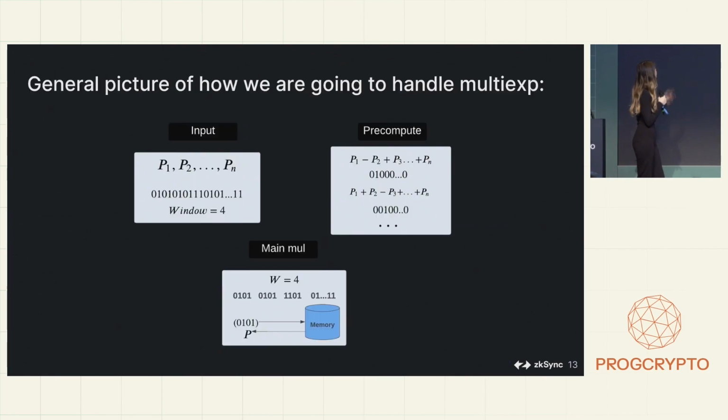So this is an example. We have a lot of points, and we have a lot of scalars, and we have window 4. What do we actually do in precompute? We create a lot of combinations with the different possible scalars. And in the main multiplication, we break our scalar into windows of 4 and just take the point at this address.